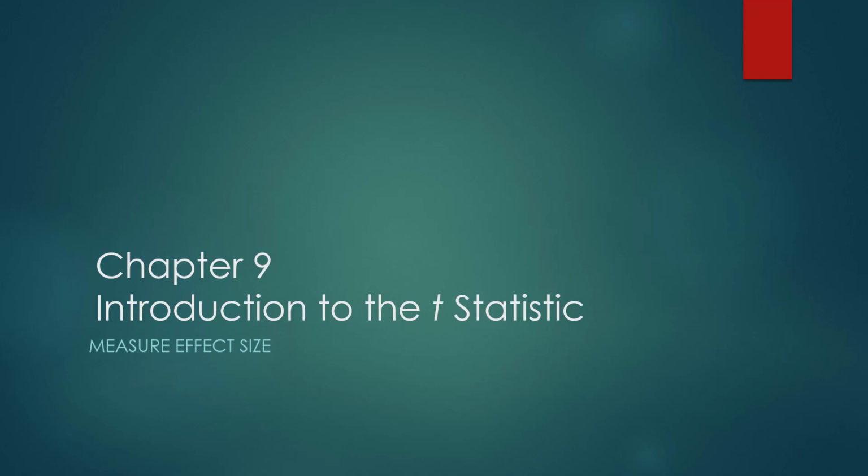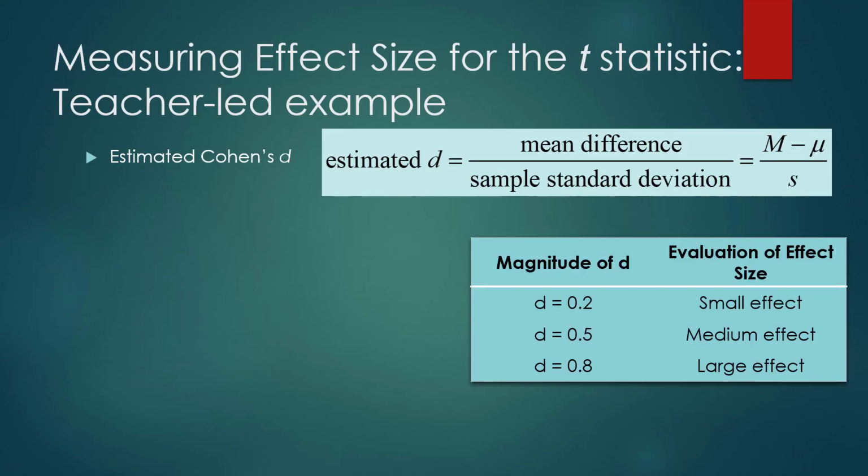In this video, we're going to discuss effect size. So Cohen's d is not new. We saw that when we were doing our hypothesis test using the z-score. Now we're going to look at effect size for the t statistic, and the first one we're going to look at is Cohen's d. So the estimated d is the mean difference, so this is the measured difference, how far away our sample mean was from the population mean, and then our standard deviation, which is our expected difference.